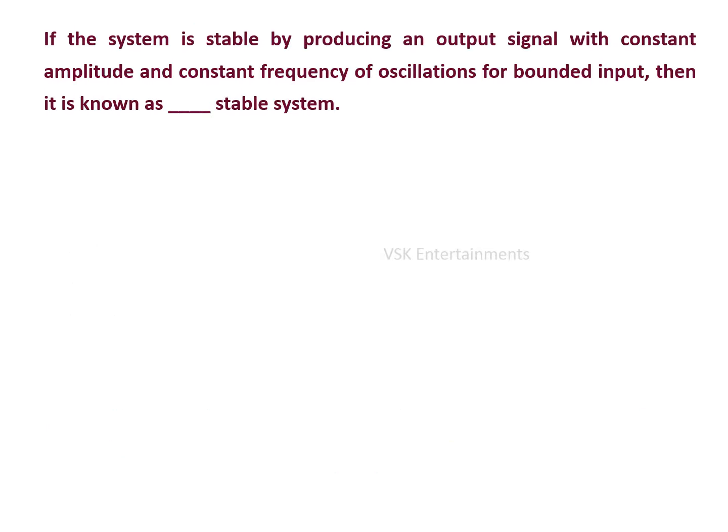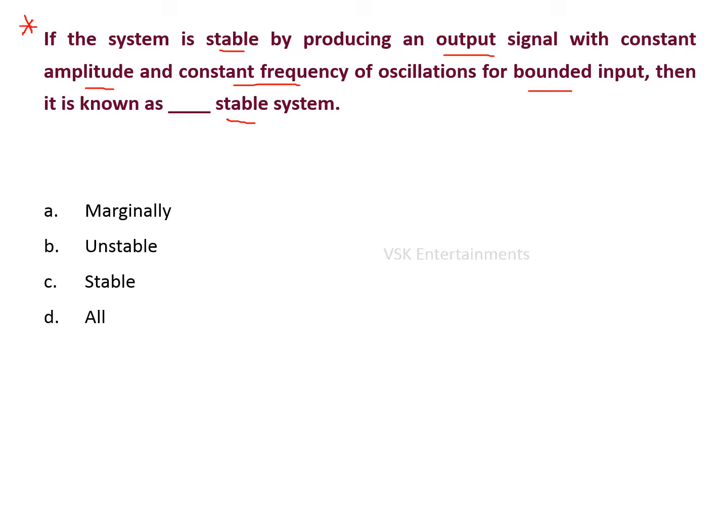Okay, next one is if the system is stable by producing an output signal with constant amplitude and constant frequency of oscillations for a bounded input, then it is known as dash stable system. Options are marginally stable, unstable, stable system and all of the above. These type of bits are very important from the GATE point of view.